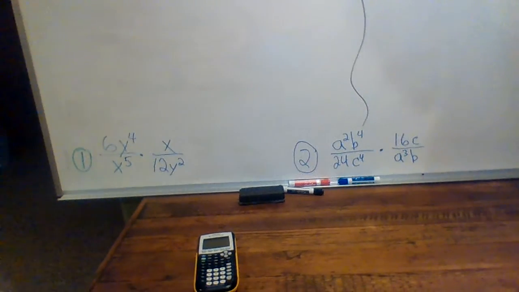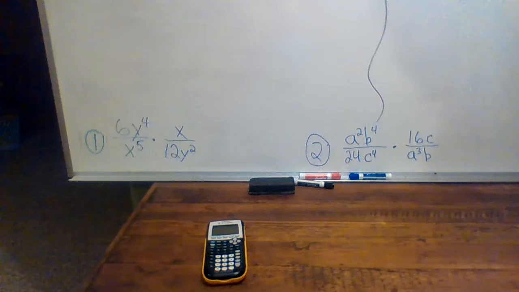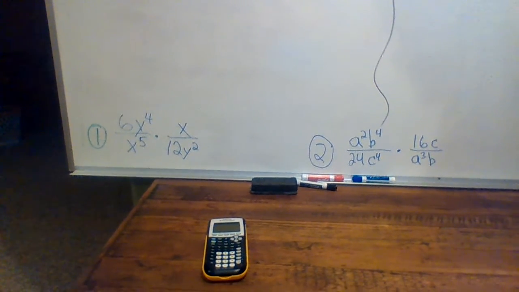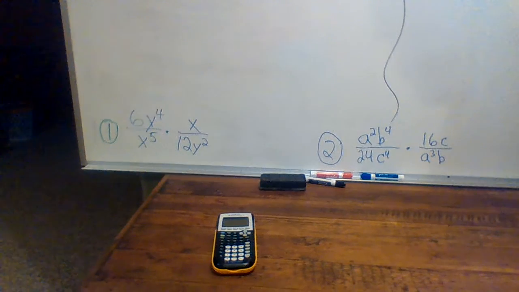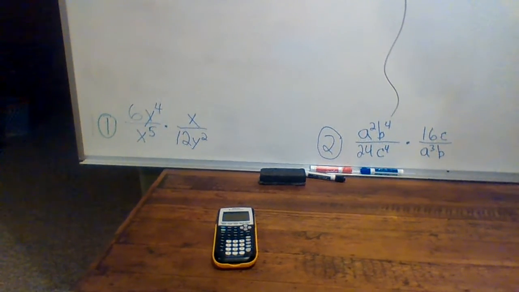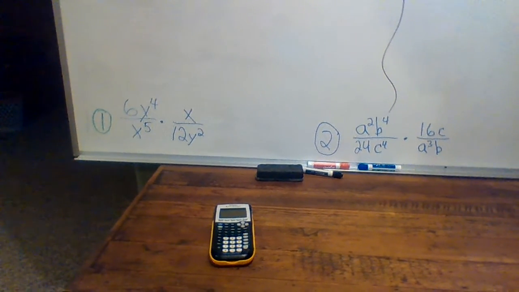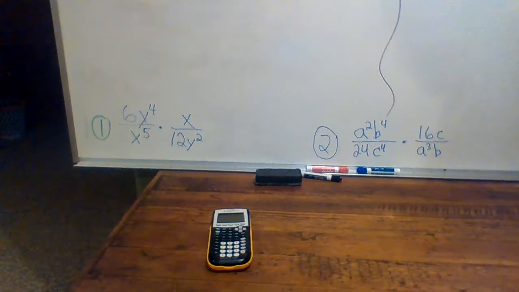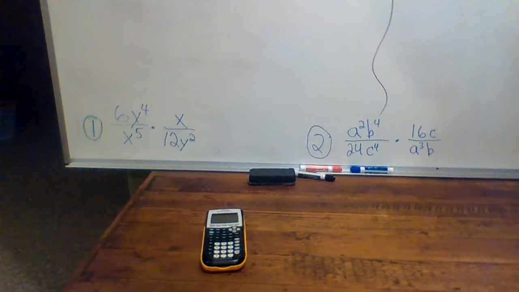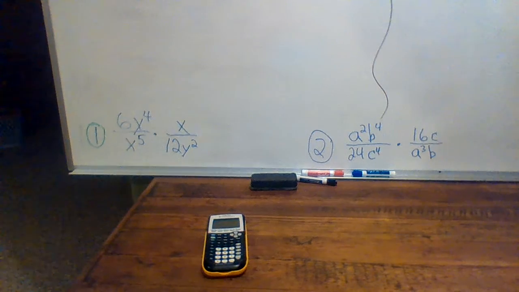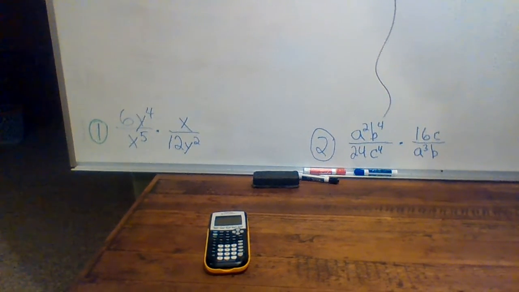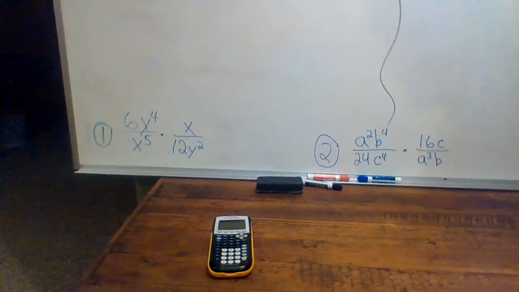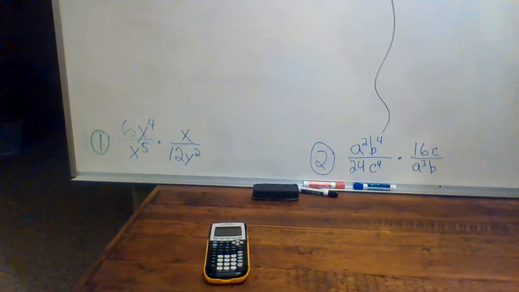Here's your homework problems. 6y4 on top over x5 times x over 12y2 for that first one. And the second one, a2b4 in the top over 24c4 in the bottom times 16c over a3b. So there's your problems to do tonight or with this assignment. Just enter in those answers the best you can in the journal.